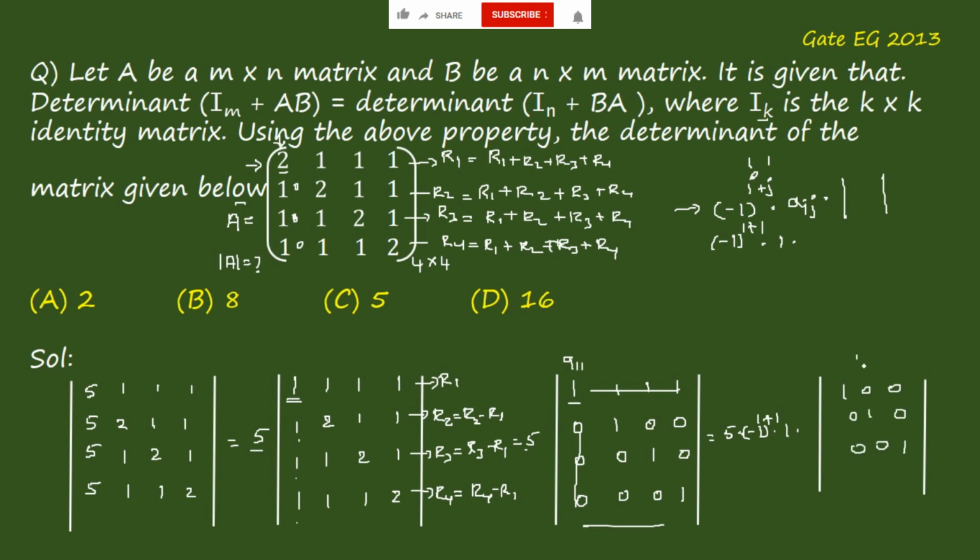This is nothing but the identity matrix I, right? So the determinant of the identity matrix is 1. So it becomes 5 into 1 squared minus 1 squared, so 1 into 1 into 1, which is equal to 5. So the determinant of matrix A is 5. So the answer is option C.